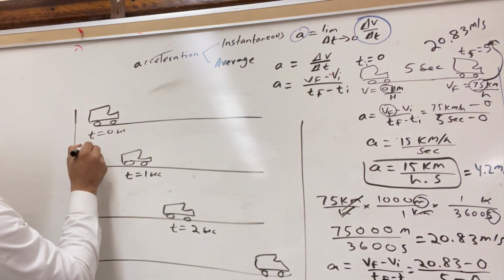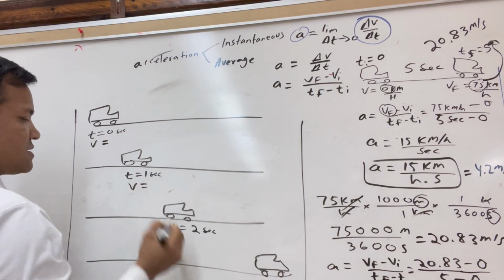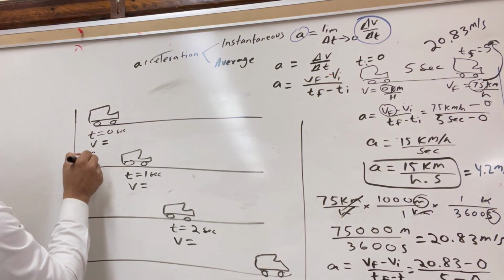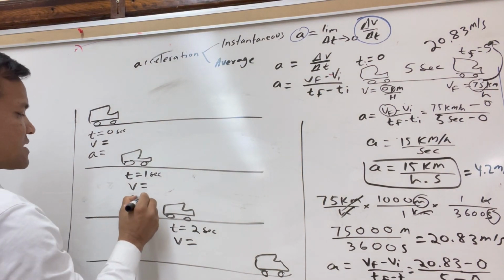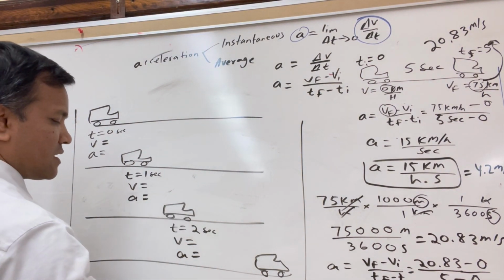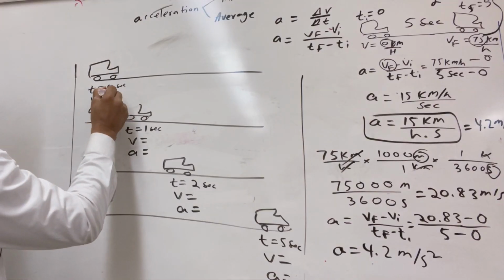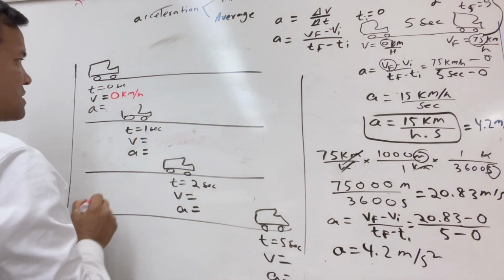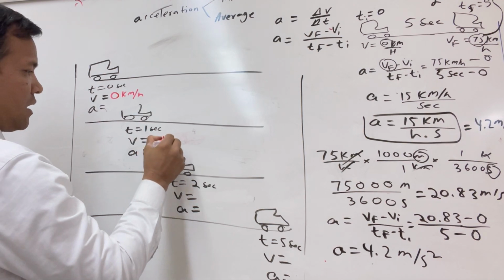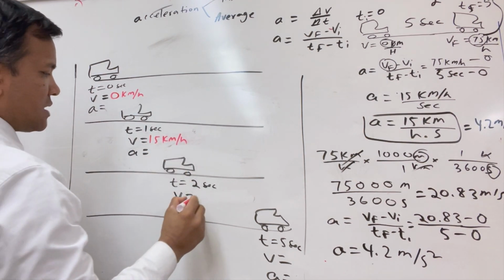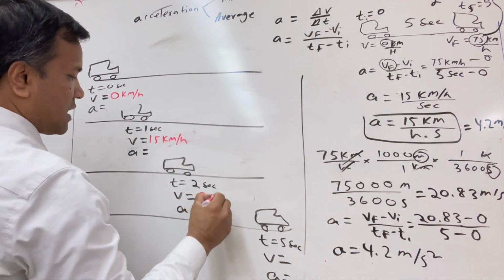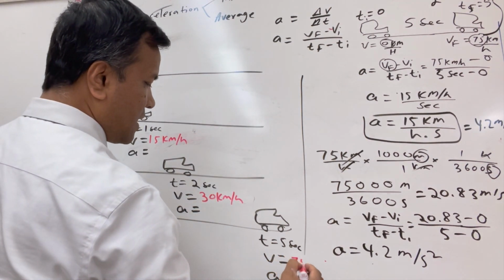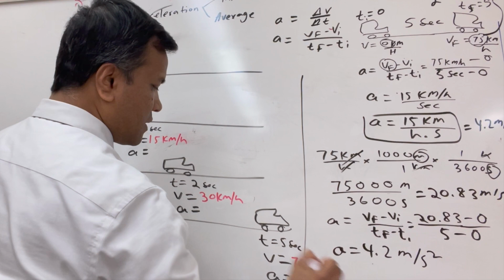We want to find the velocity here, and we want to find the average acceleration here. Velocity is 0 kilometers per hour. Velocity is 15 kilometers per hour. Velocity is 30 kilometers per hour. And velocity is 75 kilometers per hour.